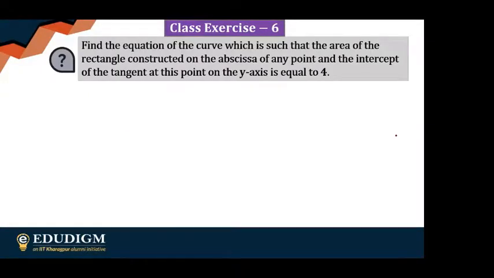All right. The next sum is very similar to what we have done for applications of differential equations. Again, you see that tangent. So when you talk about tangent, you understand that you talk about dy dx. So find the equation of the curve, which is such that the area of the rectangle constructed on the abscissa of any point and the intercept of the tangent at this point on the y-axis is equal to 4.